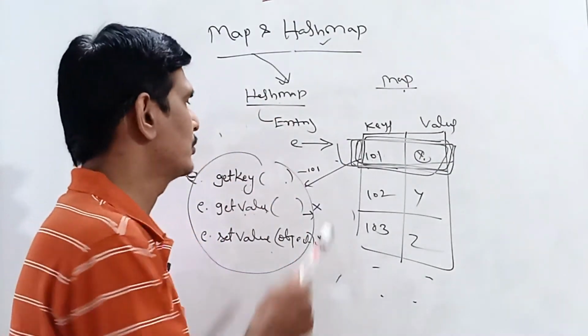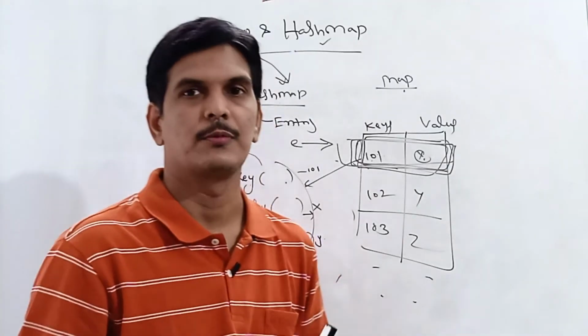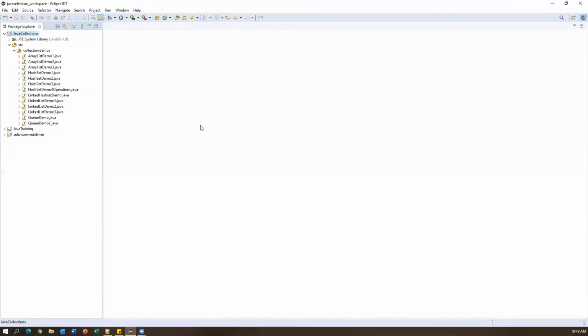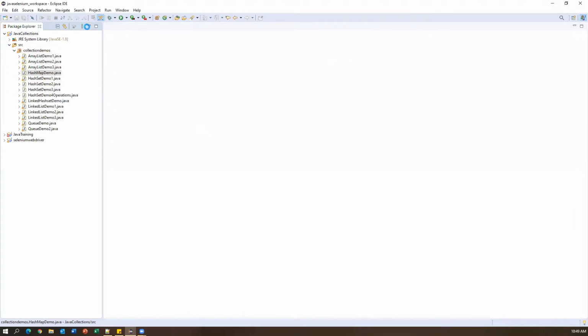So now we will see all the methods practically. Now let us move on to the demo session. Let's see how we can use different methods from HashMap. Here I have a project, Java Collection, and inside this I have a new package called collection demos. Now inside this I'm creating a new class, and I will name it HashMapDemo. Let's take a main method and then finish.